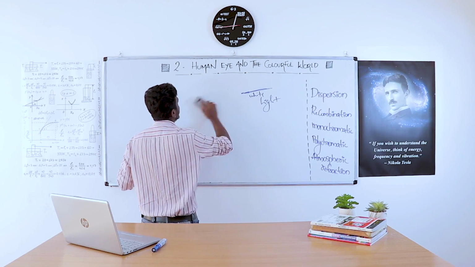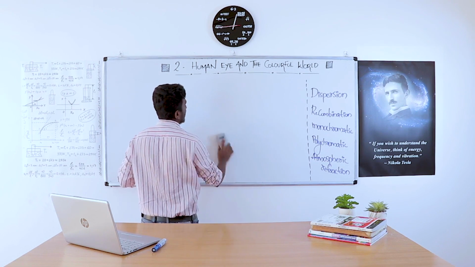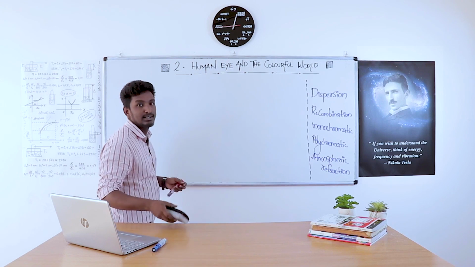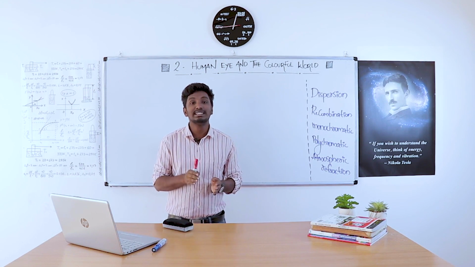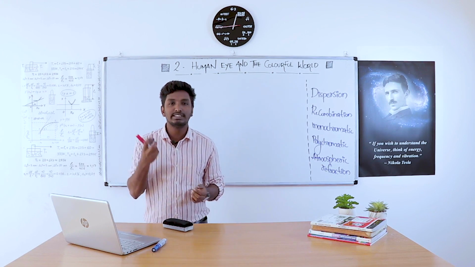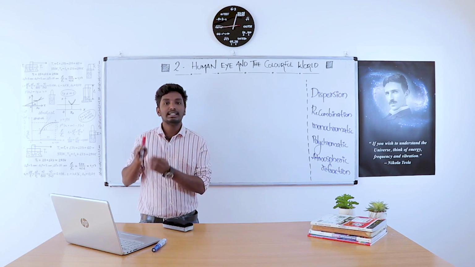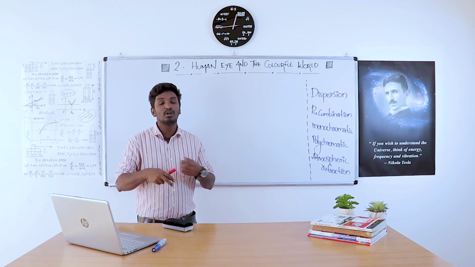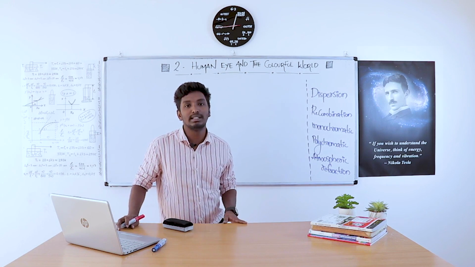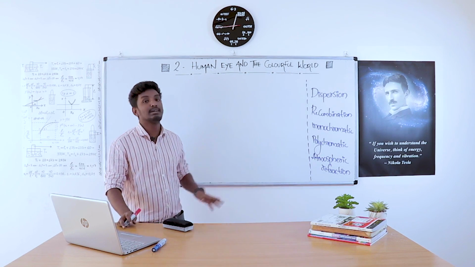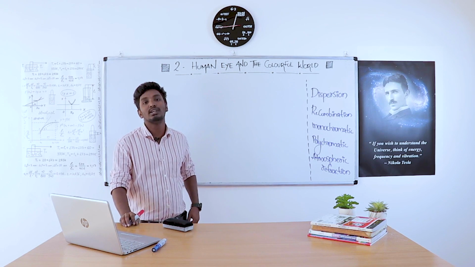The next topic we need to discuss is monochromatic light and polychromatic light. Monochromatic light means light consisting of only a single color. Light comprising a single color or single wavelength is known as monochromatic light. But light consisting of more than one color or more than one wavelength is known as polychromatic light. Sodium light is an example of monochromatic light. White light is an example of polychromatic light.